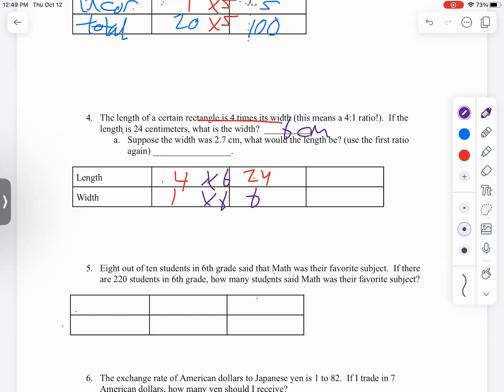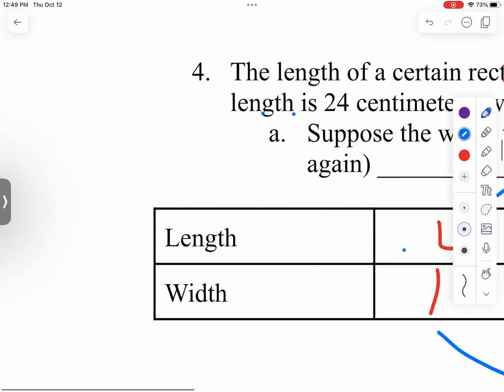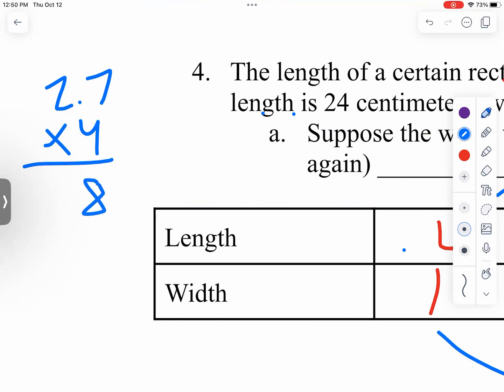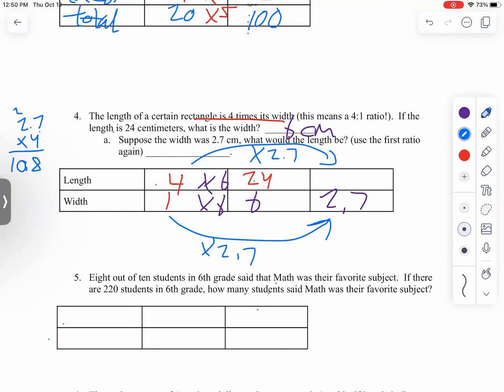If the width was 2.7 centimeters, what would the length be? So let's go back to the first ratio. We're going to start at the 1. 1 times 2.7, right? That's how you get from the 1 to 2.7. So we do the same on the top. So 4 times 2.7. We're going to need to come over here somewhere and do 2.7 times 4. I always put the one with the fewer digits on the bottom just because it's easier. And then 4 times 2 is 8, plus 2 is 10. So that's going to be 10.8. Make sure you got 1 decimal place in the problem, so 1 in the answer when you multiply. All right.